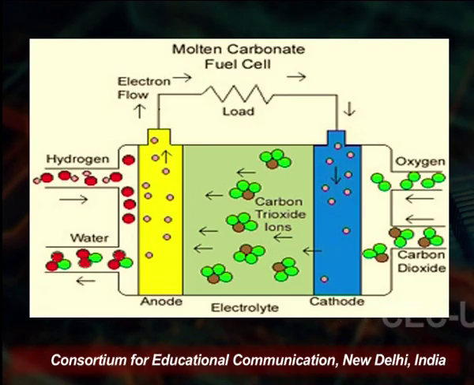So, you can see here this is the molten carbonate fuel cell. You can see the electrolyte here, the carbon trioxide ions are produced inside the electrolyte, and that is how the molten carbonate fuel cell works, because of the carbonate ions.